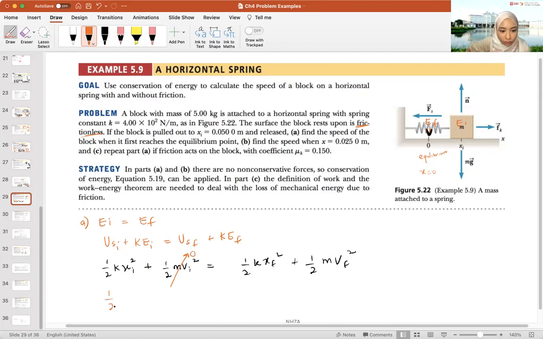So our 1/2 K is 4 and X is 0.05 squared. And this is equal to, what is the value for our 1/2 KX squared here? What is our X final?